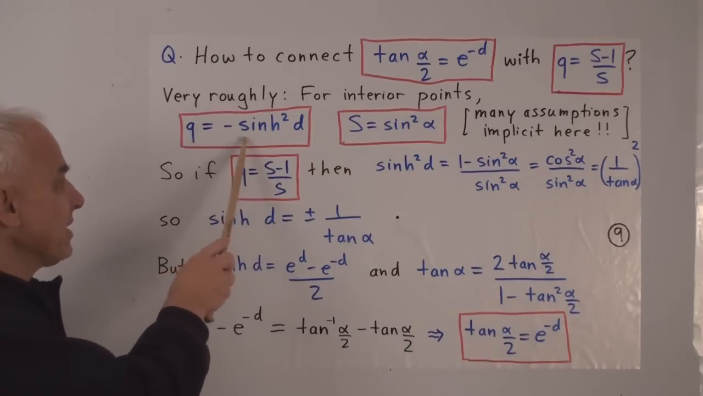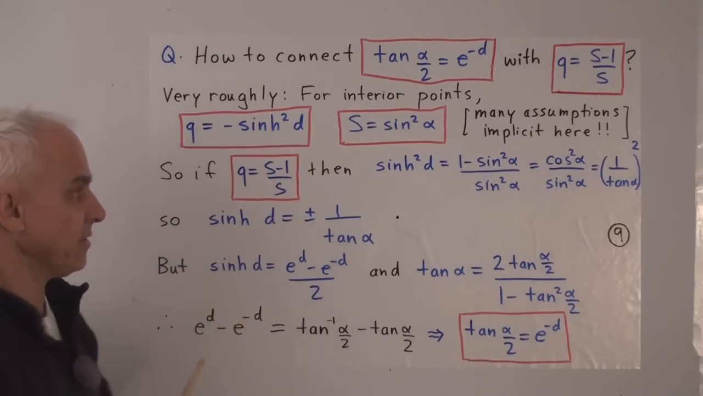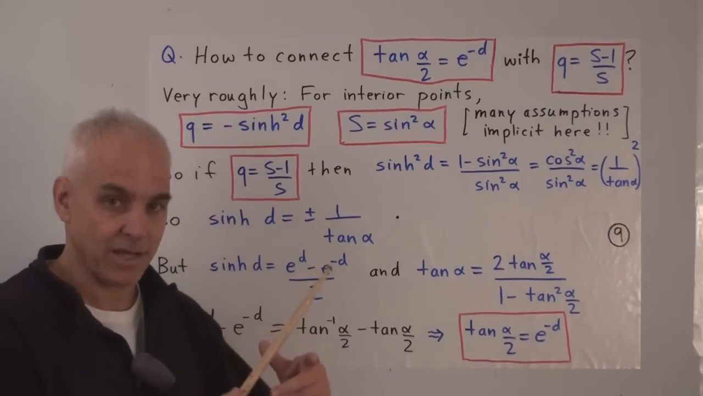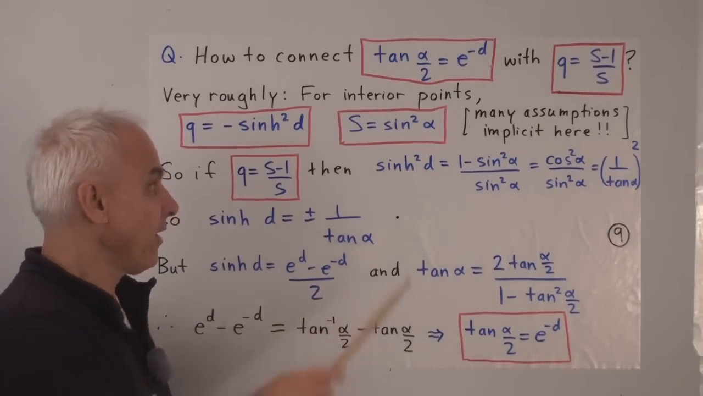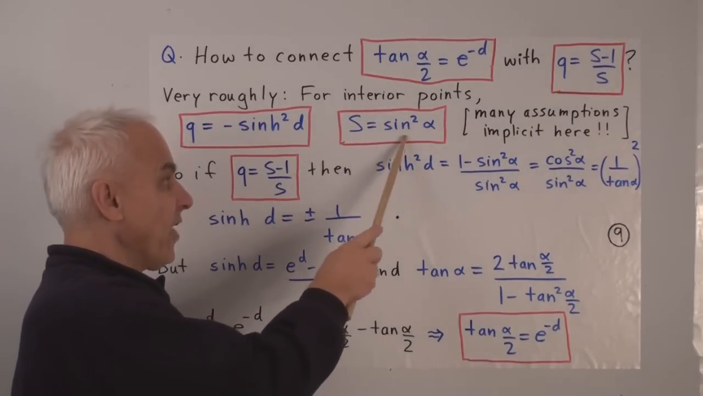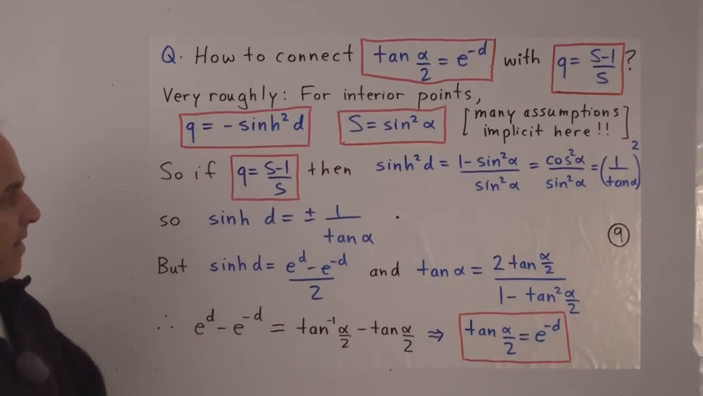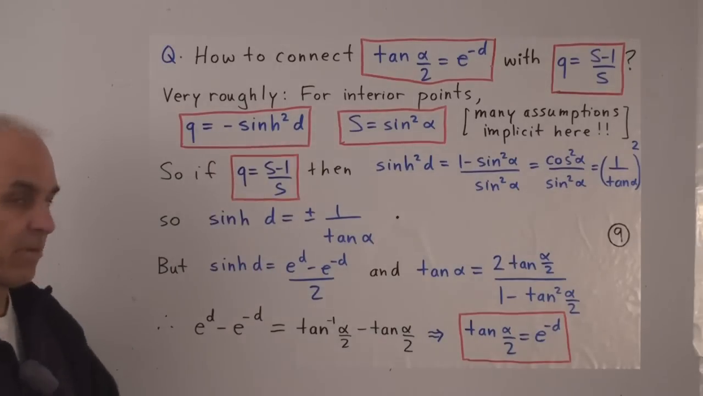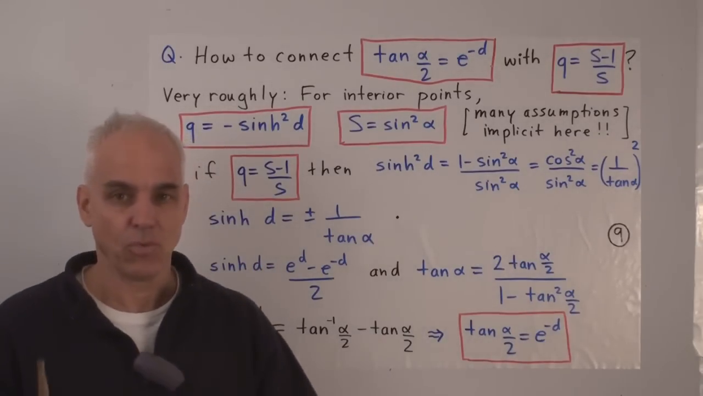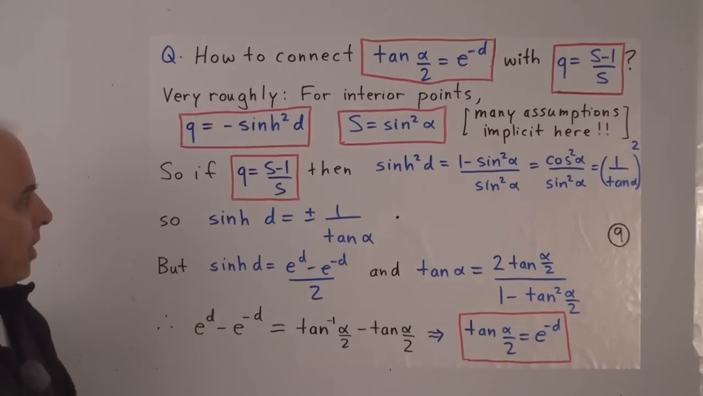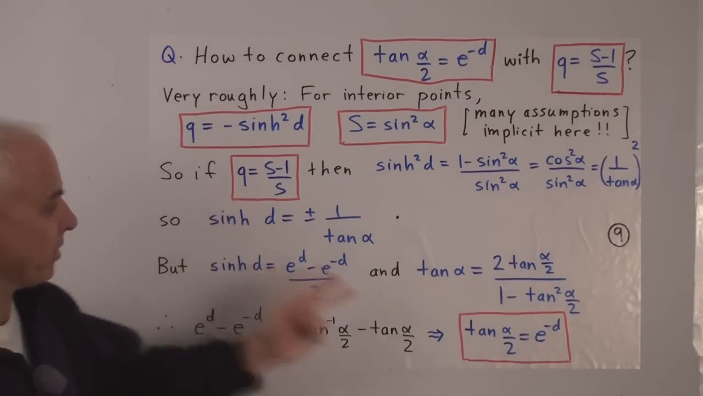Q equals minus sinh squared D. And the spread between two lines inside the circle where they're meeting is S equals sine squared of the angle alpha. Again, if you're not familiar with this hyperbolic function, don't worry. It's not so important. All right, so I want to explain how to go from here to here.